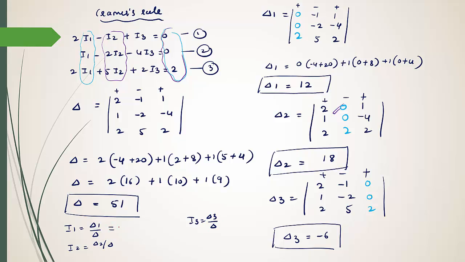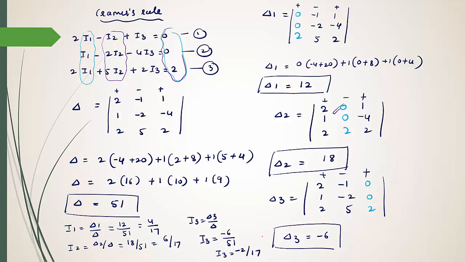Substitute the values. Delta 1 by delta is 12 divided by 51. 12 by 51 means we will get 4 by 17. Delta 2 by delta, 18 divided by 51, we got 6 by 17. Similarly, I3 equal to delta 3 divided by delta, minus 6 divided by 51, we got I3 equal to minus 2 by 17.